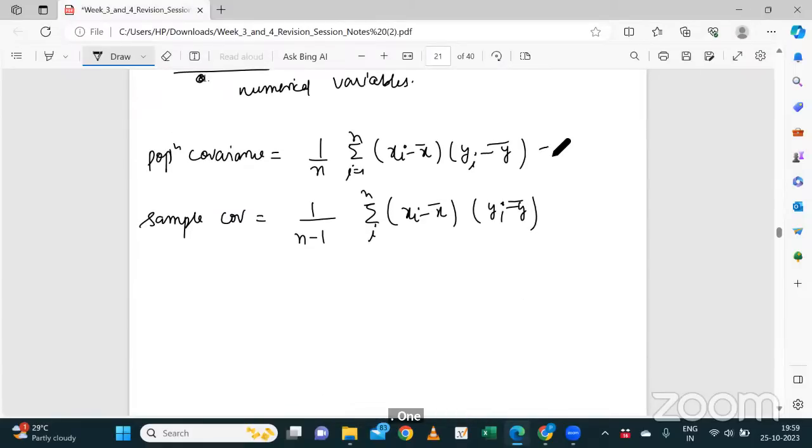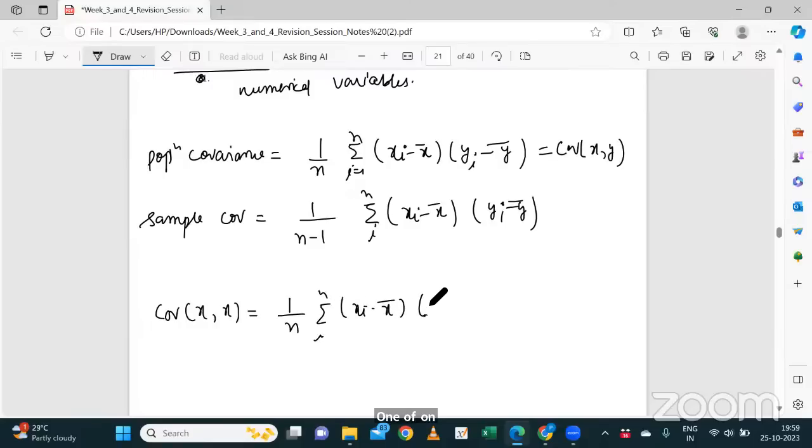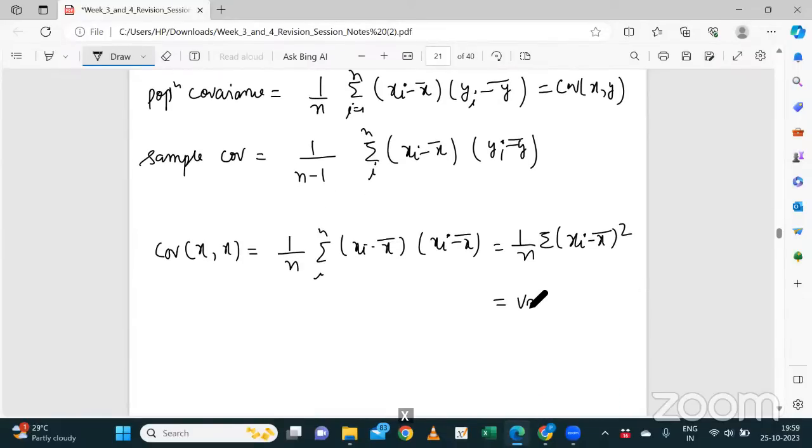Now tell me one thing. This represents the covariance between x comma y. Suppose I ask what about covariance between x comma x, then what will you get? 1 upon n summation i equal to 1 to n, (xi minus x bar) into (xi minus x bar), so it will be 1 upon n summation of (xi minus x bar) whole square. What is this? This is variance, population variance of x.